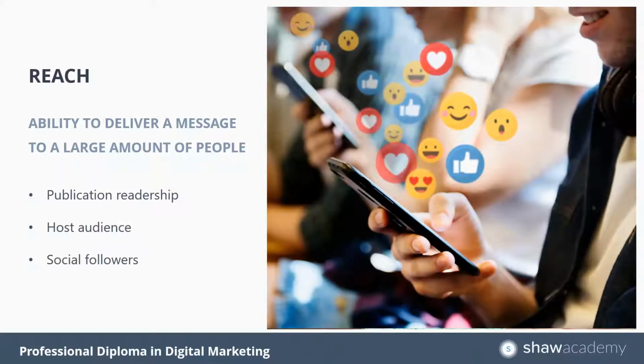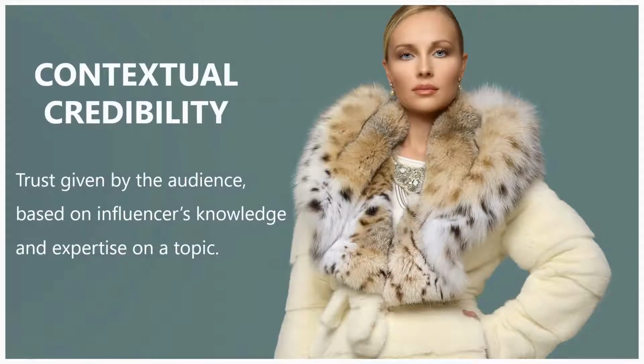Of course, there are both online and offline versions of this. It could be someone who hosts a program, so a host audience, let's say a podcast, a radio channel, etc. And of course, social followers, which is what most of us think about when we hear influencer marketing. More on reach just now, but the next factor is contextual credibility. Contextual credibility is referring to trust given by the audience, based on the influencer's knowledge and expertise on a topic.